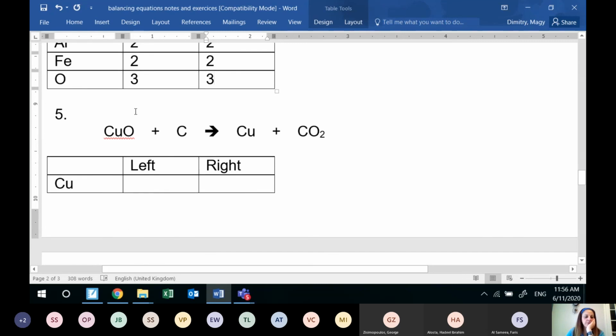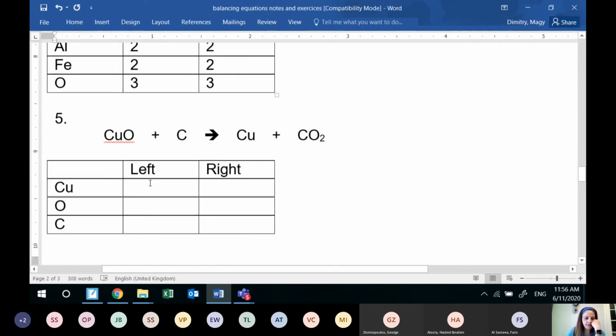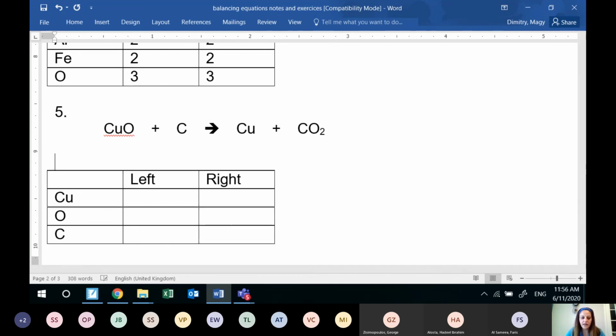Okay, next one. Number 5. Tyler, write this down. CuO plus C gives you Cu plus CO2. Once again, if the verification tool confuses you, you do not have to use it. It's fine. You can use it at the end to verify your answers if you want. I'm going to do this one without the verification tool if it helps.